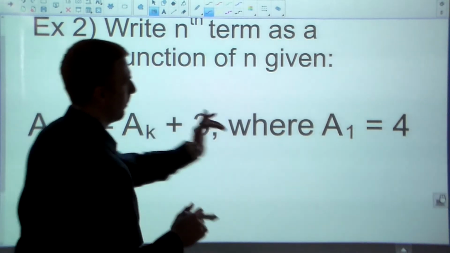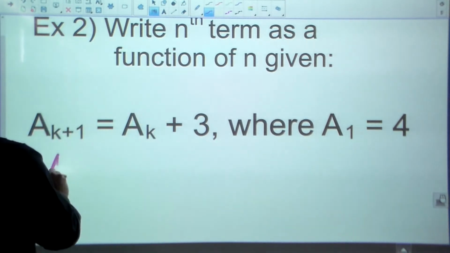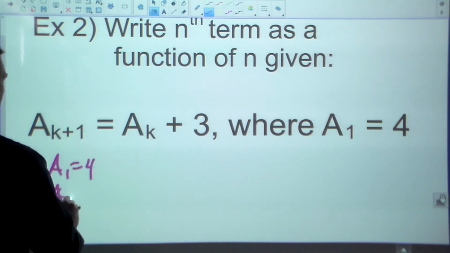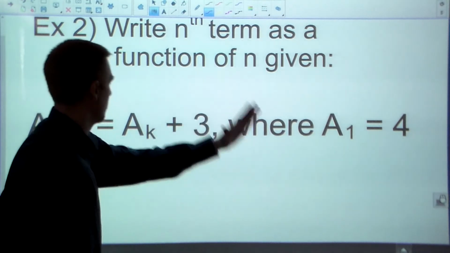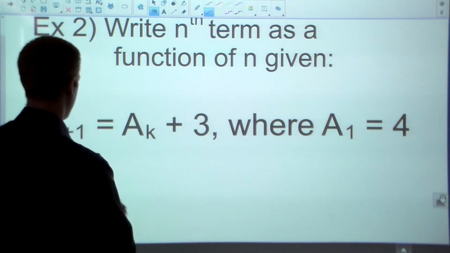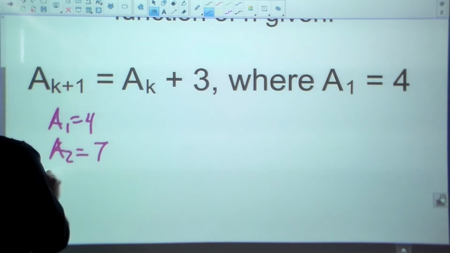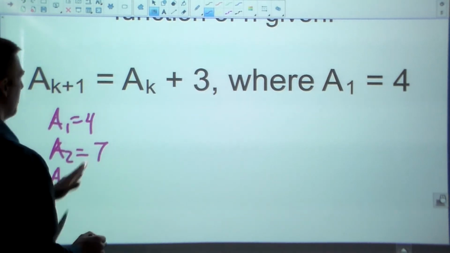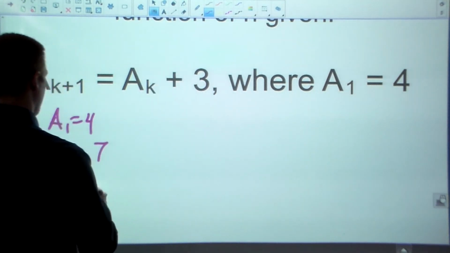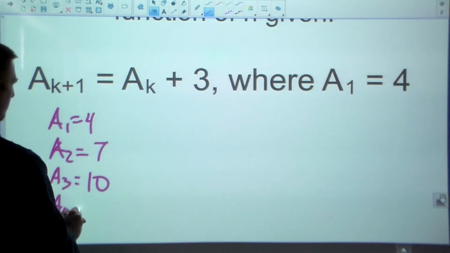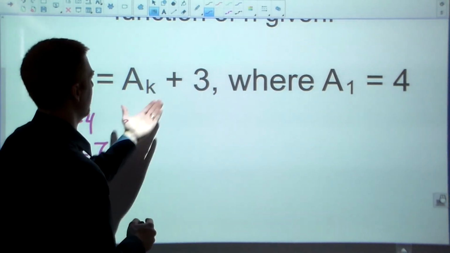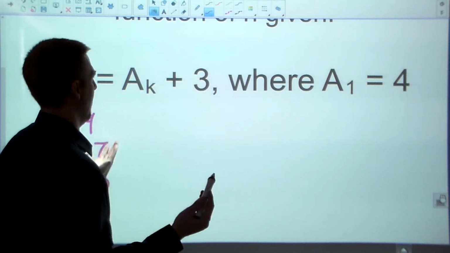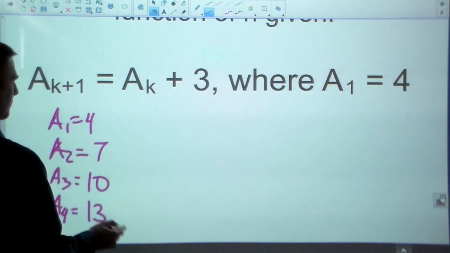All right, so A1 is 4. Let me just kind of make a list here. A1's 4. So A2, you would take 4 and plug it in here. So 4 plus 3 is 7. To get A3, third term, plug in 7, add 3, and that's 10. And some of you are probably going to spot this pretty quick and just see that, oh, the common difference is 3. I'm just adding 3 every time. And that's what's happening here.